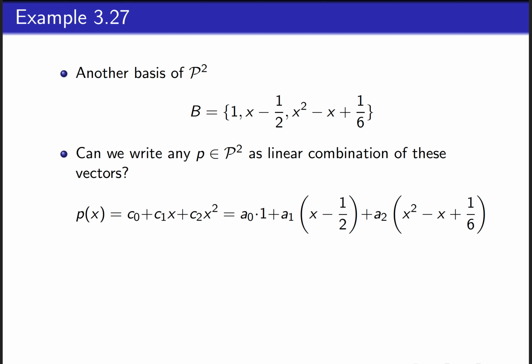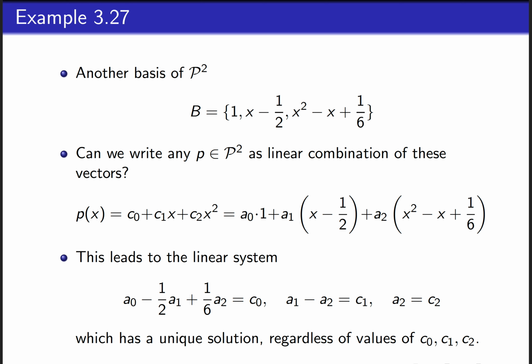Taking a general p in P2 as seen before, c0 plus c1x plus c2x squared, we set it equal to a linear combination of these basis vectors. Our goal is to show that there is a unique value for a0, a1, and a2 for a given p. So by combining like terms and equating the coefficients, we're able to obtain the following three linear equations for a0, a1, and a2. We can show, using linear algebra, that this linear system of equations has a unique solution no matter what p we use, that is, no matter what the values of c0, c1, and c2.